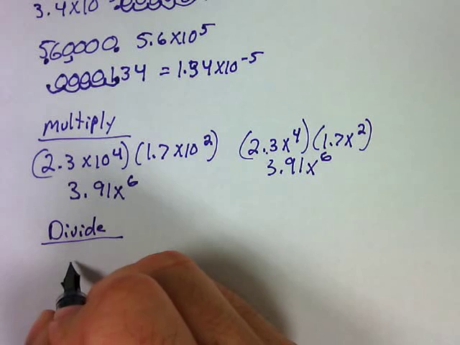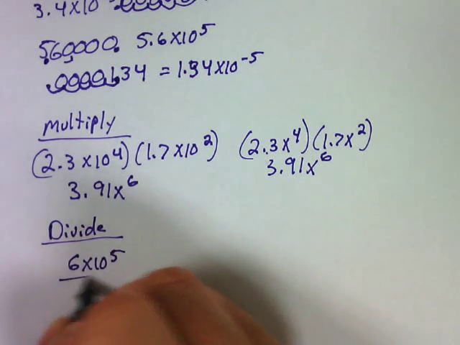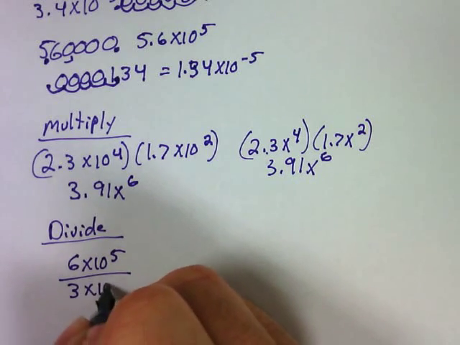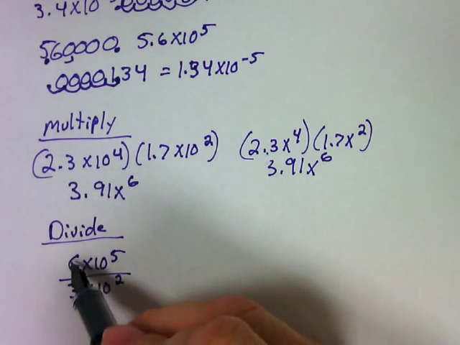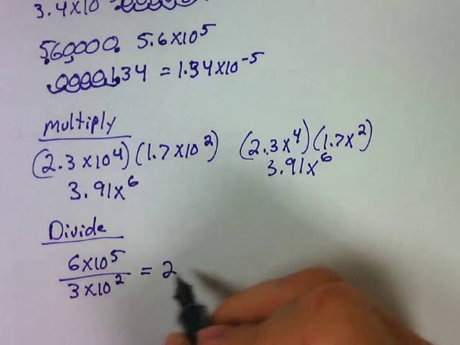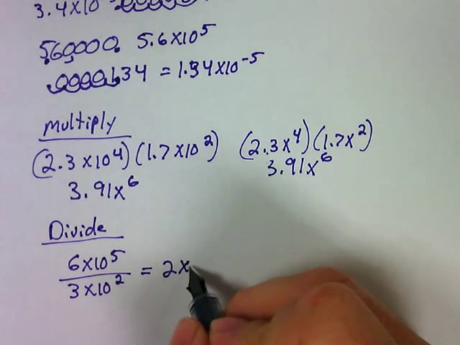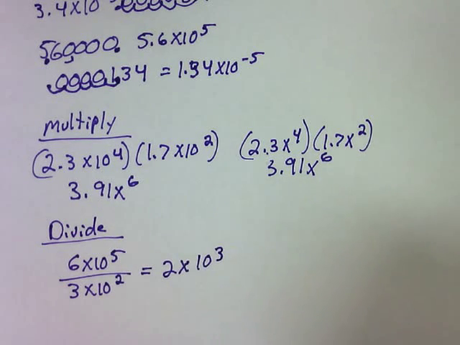the exponents. So let's take 6 times 10 to the 5th divided by 3 times 10 to the 2nd. We're going to divide the 6 and the 3, which is going to give us 2, same as we would with coefficients, and we're going to subtract the exponents. 5 minus 2 is going to give me times 10 to the 3rd. That's multiplying and dividing with scientific notation.